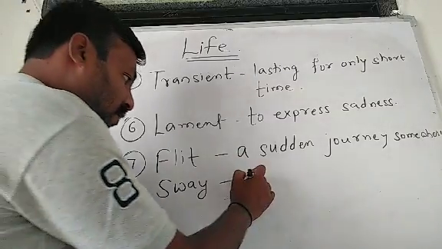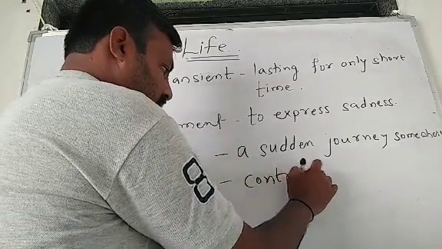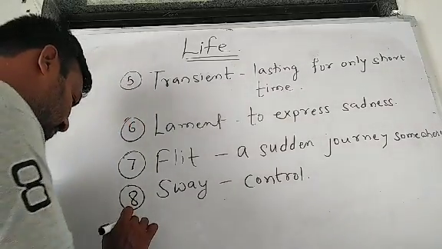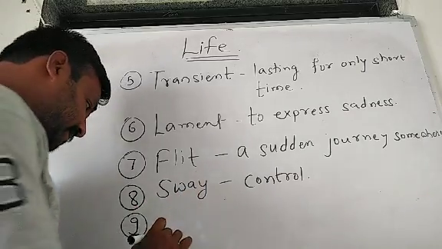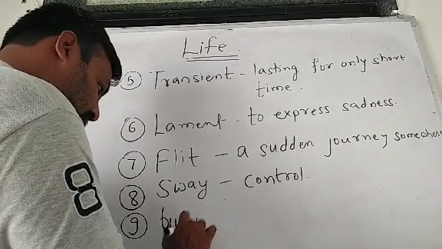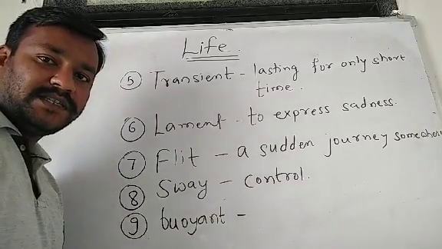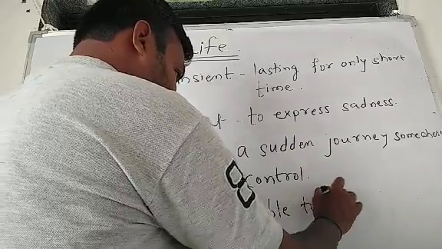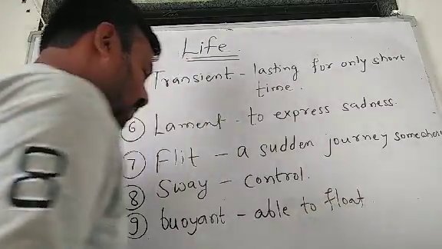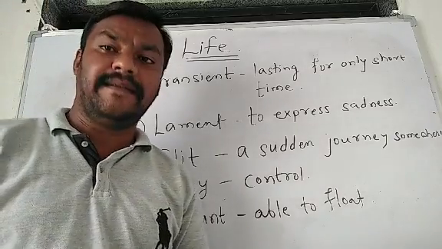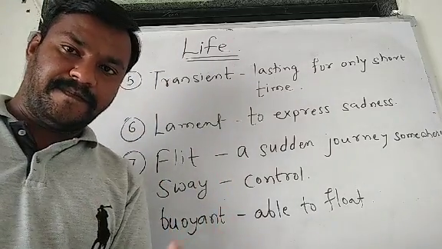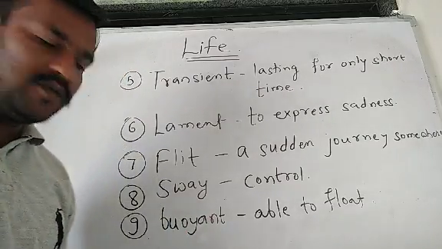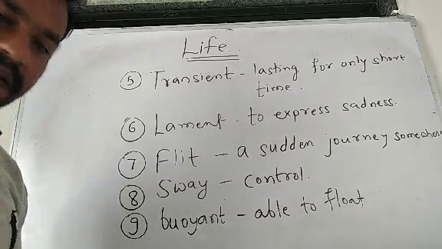Next word, that is sway. Meaning of sway is control, or influence as well. We can take that meaning. Next word is buoyant. Meaning of buoyant is able to float, or else the things which can help us to go high. It will increase height of that particular something, isn't it? That is called buoyant. So write down these words as well, friends.